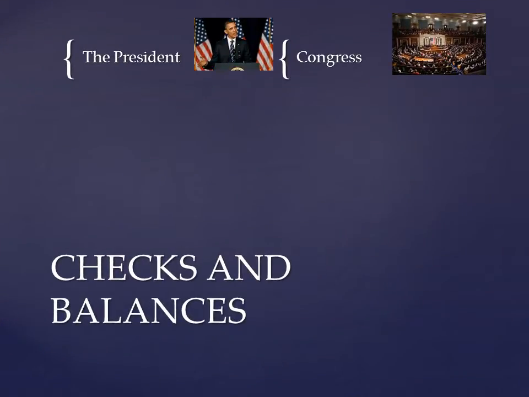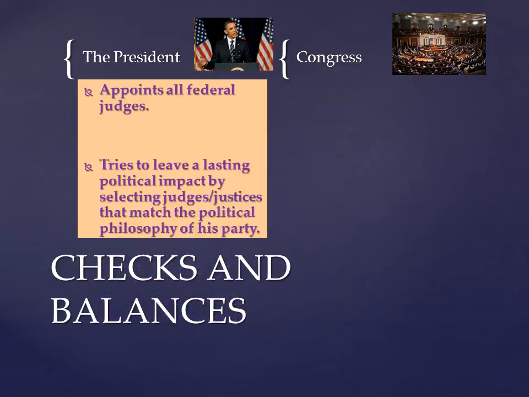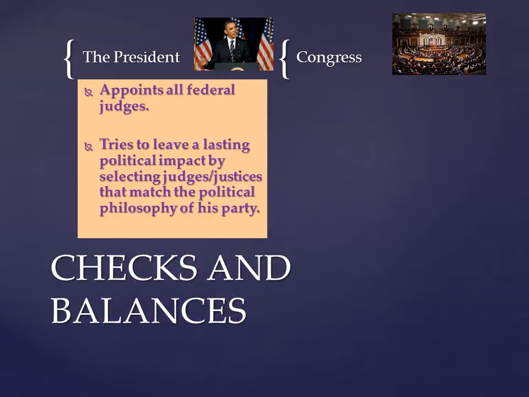Of course, our Constitution is all about checks and balances, and so there are various things that both the executive and legislative branches can do to keep the court system in check. For example, in terms of the President, he of course has the power to appoint all federal judges, not just those in the Supreme Court, but also the 2 lower levels, and he tries to leave a lasting political impact by selecting judges that match his party's political philosophy.